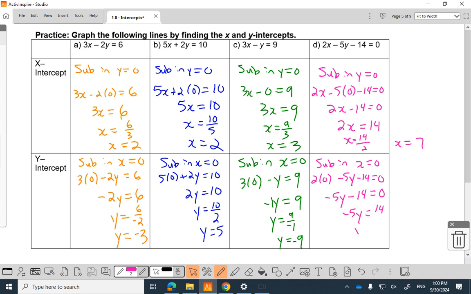Then I got to do something that turns into something unfriendly. 14 doesn't divide by negative 5. What is 14 divided by negative 5? 2.5. Negative, I don't think it's 28. Try it again. Negative 2.8?